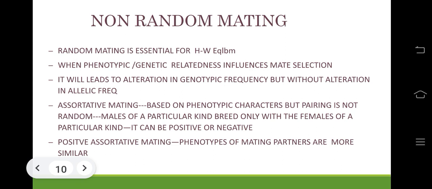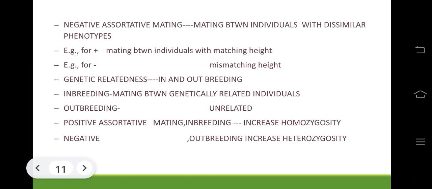Positive assortative mating: phenotypes of mating partners are more similar. Negative assortative mating: mating between individuals with dissimilar phenotypes. For example, mating between individuals with matching height versus mismatching height. Then genetic relatedness, inbreeding and outbreeding. Inbreeding is between genetically related individuals, outbreeding between unrelated ones.